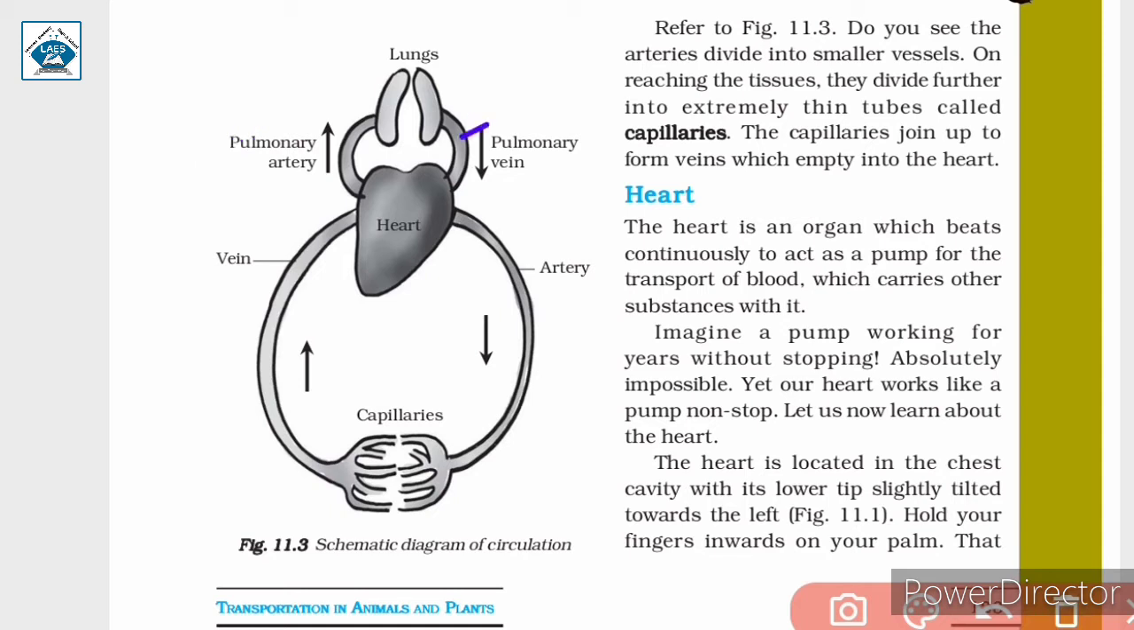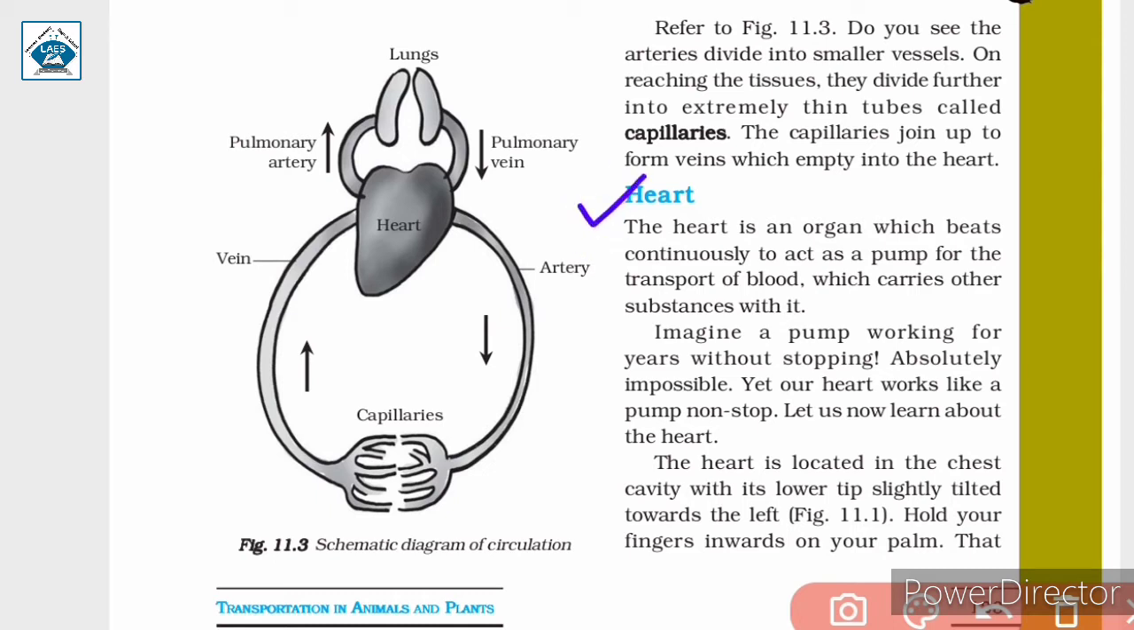Next, we have the pulmonary vein. It is a special blood vessel that connects the lungs to the heart. It carries oxygen rich blood from the lungs to the heart. Hence, it is unlike all other veins that carry oxygen-less blood, or we can say blood which is rich in carbon dioxide. So here, in comparison with a regular vein, the pulmonary vein carries oxygen rich blood from the lungs back to the heart. So it is different from other veins that carry carbon dioxide rich blood.